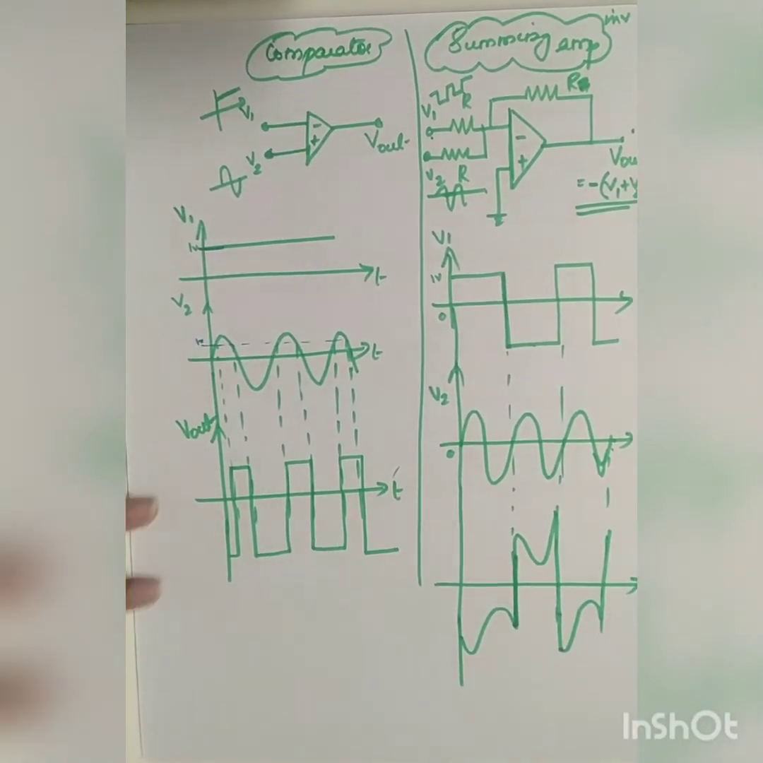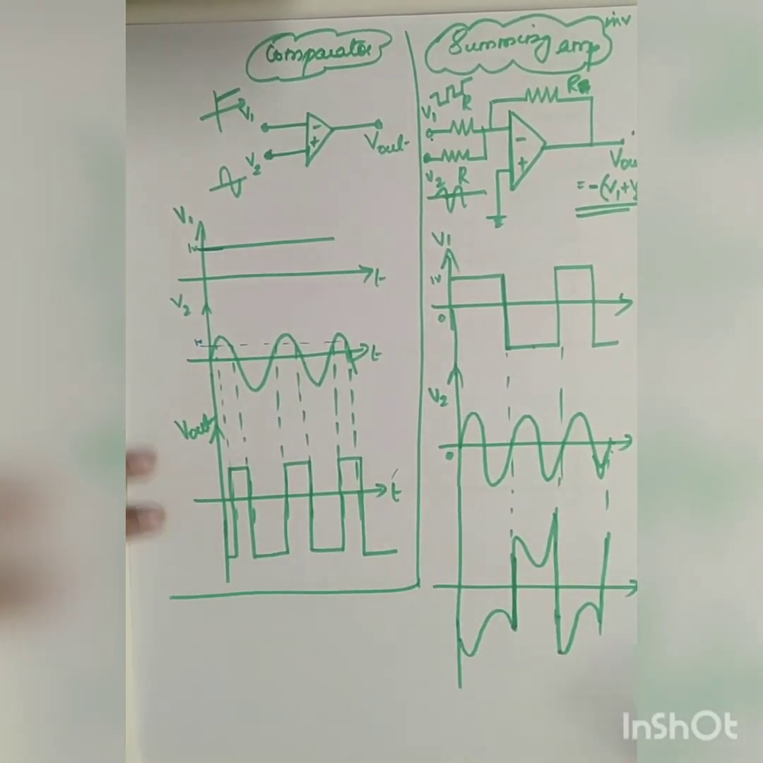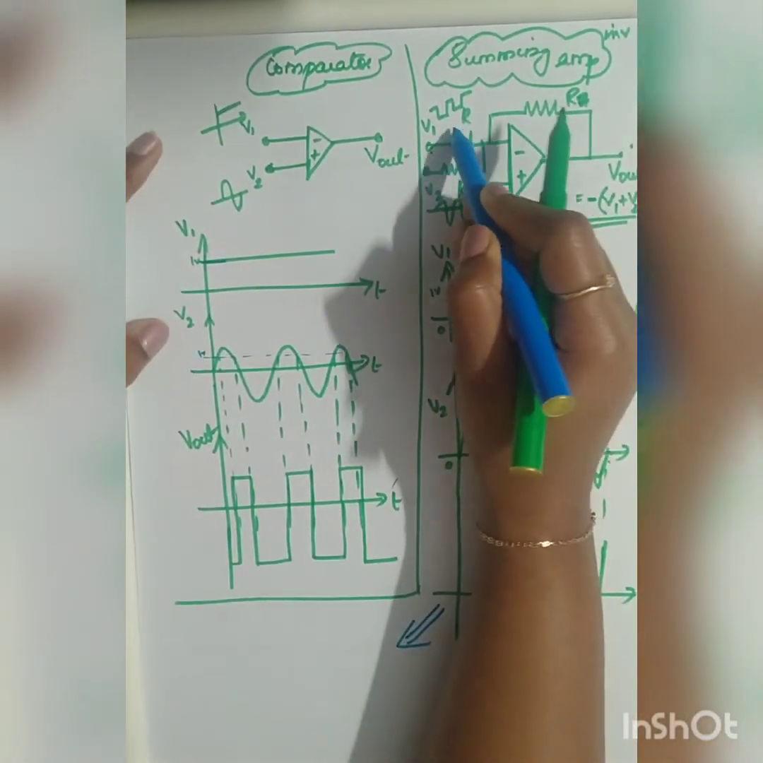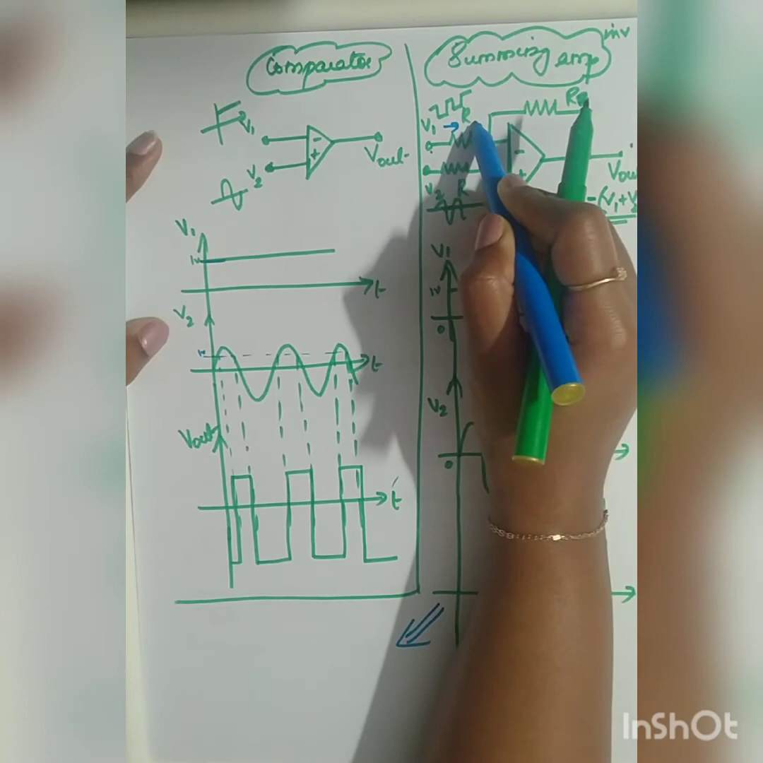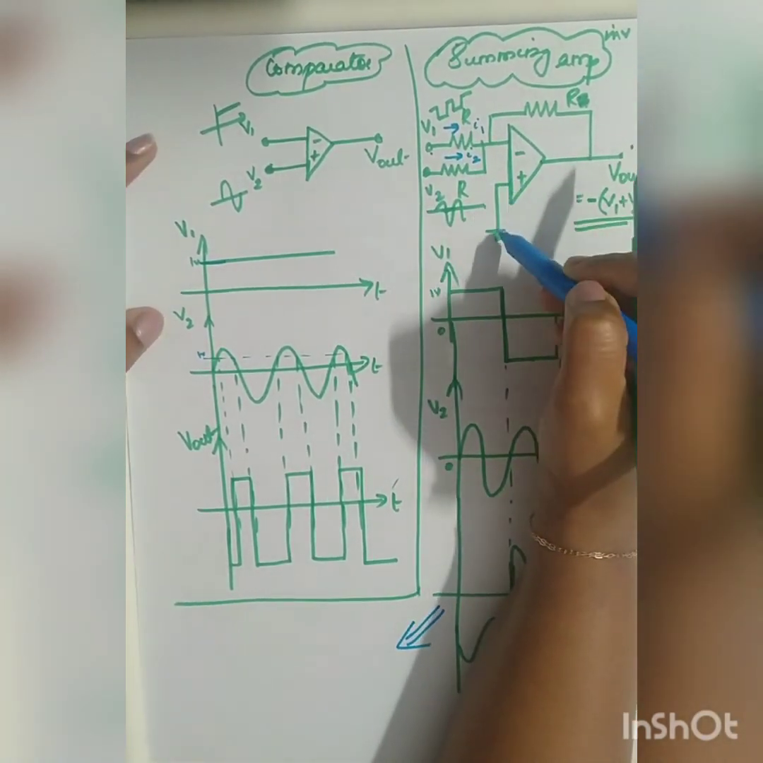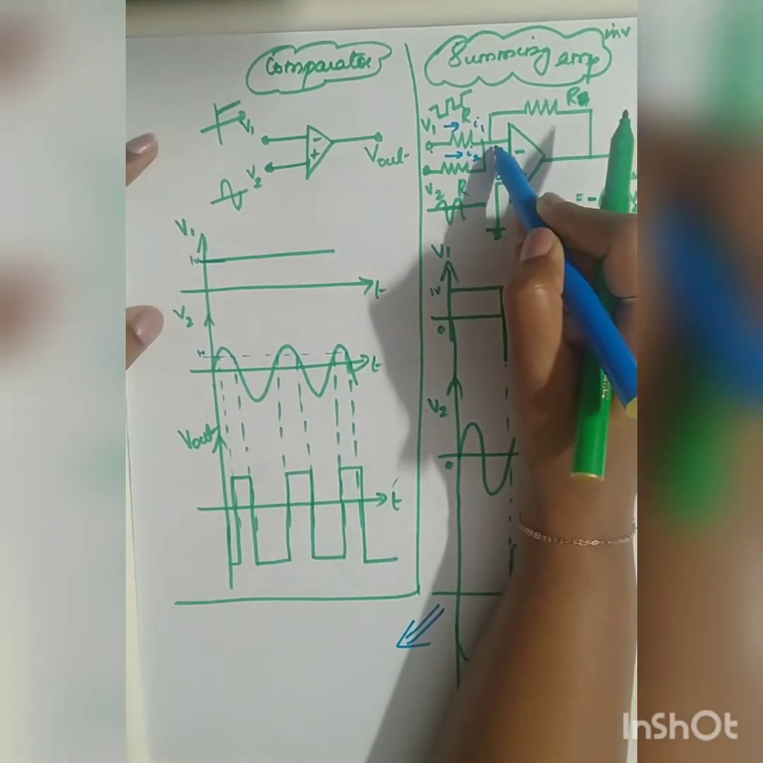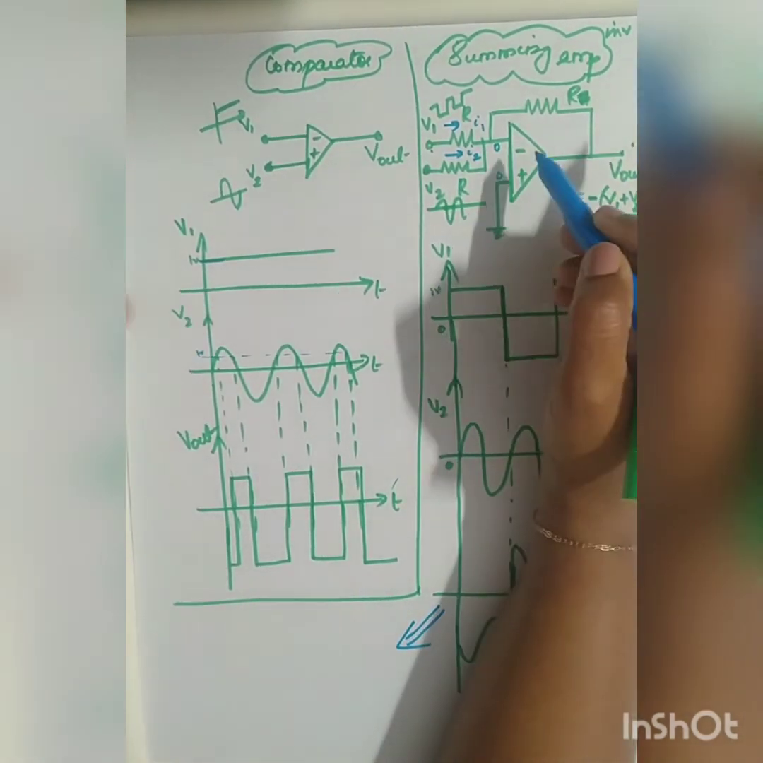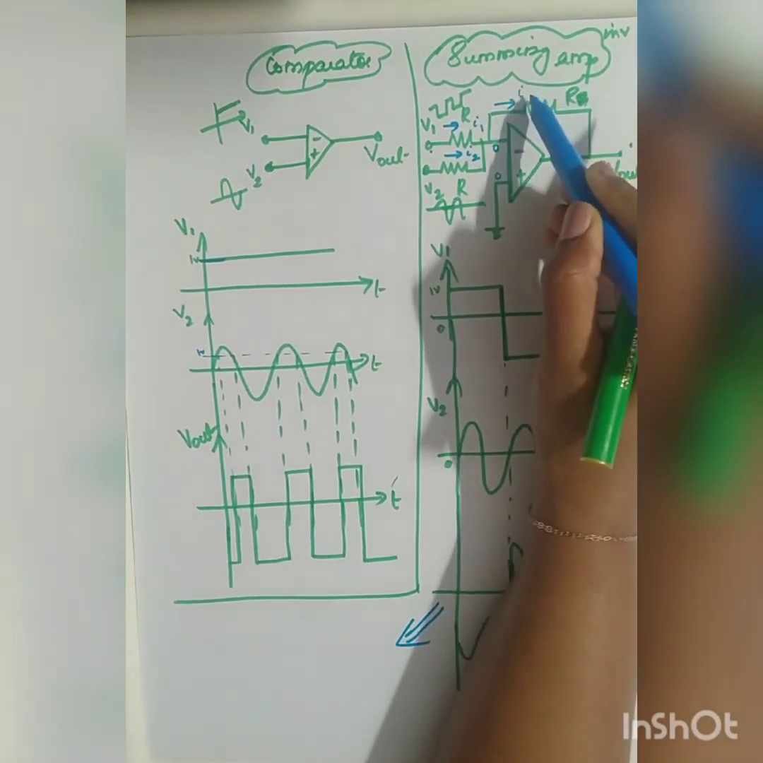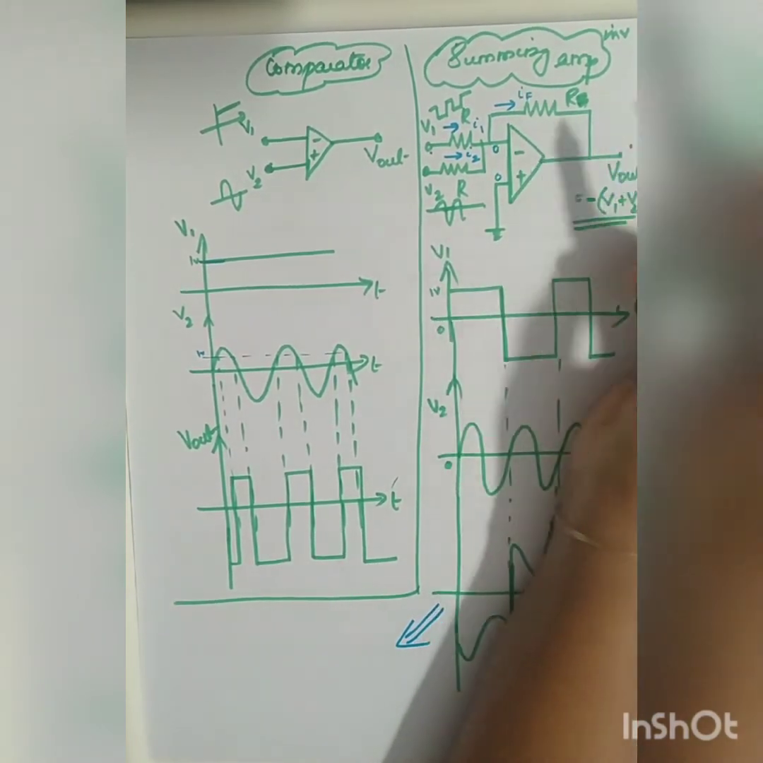So how did you get this equation? What will be the working principle? When I give V1 here, the current I1 flows through here, and I2 flows to here. Since your non-inverting terminal is at 0, here also the input will be 0 due to virtual ground. Now the current will take this path. So this will be your current in the feedback, IF.